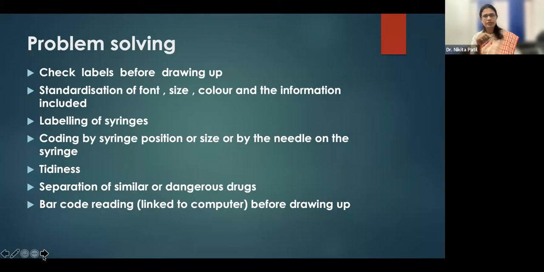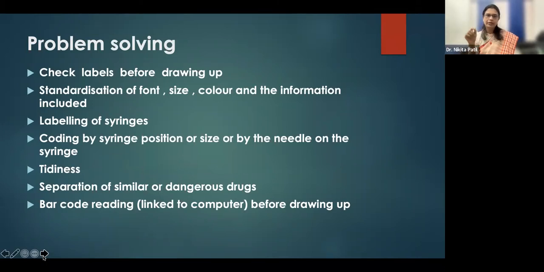And suddenly a patient comes, or this same patient develops a complication, and my trolley is not tidy. It adds to our panic moment, our anxiety, and we may again go wrong. So tidiness, or keeping the trolley organized, is equally important.